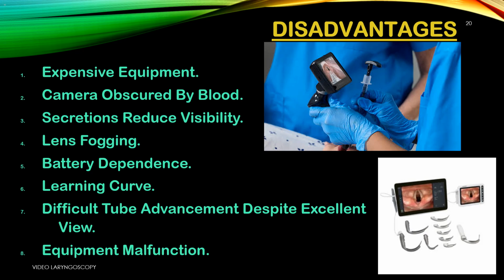2. Camera obscured by blood. Even a small amount of blood on the lens blocks the view completely. Lose the main advantage instantly. 3. Secretions reduce visibility. Saliva, vomit, or mucus fog and smear the camera. You need constant suction to keep the view clear.